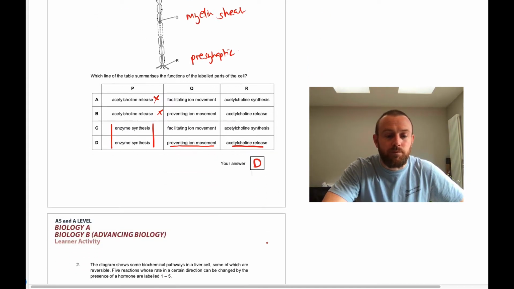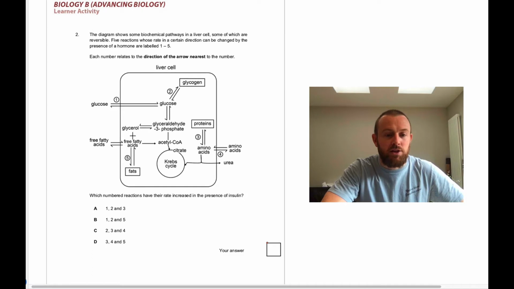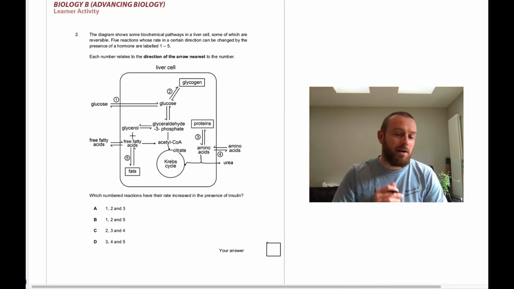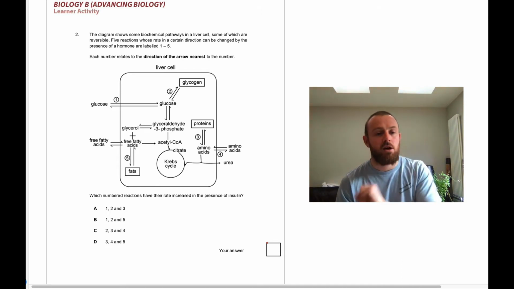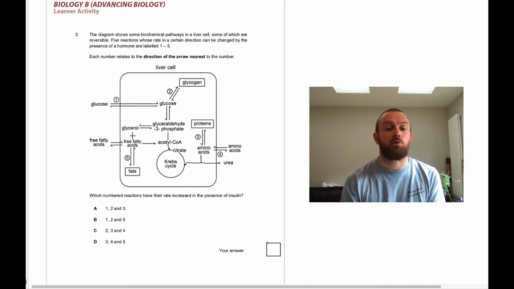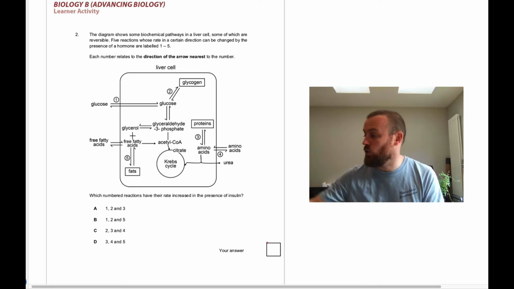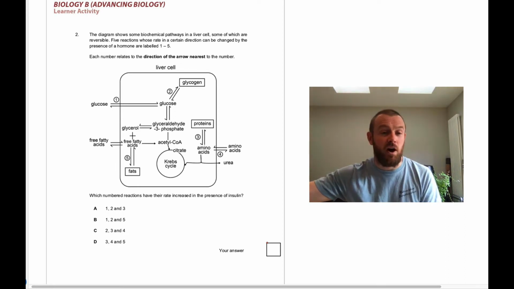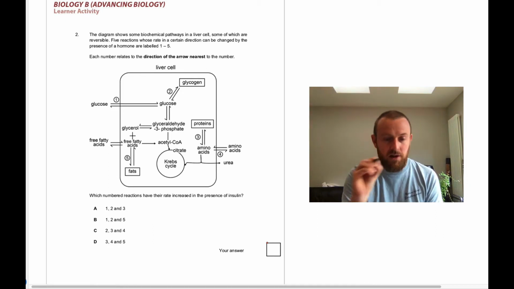All right, on we go. Oh, this is a horrible one. I remember this one. Okay, question 2. Here is a diagram that is designed to provoke terror in your heart, but just stay calm. The diagram shows some biochemical pathways in a liver cell, some of which are reversible. 5 reactions whose rate in a certain direction can be changed by the presence of a hormone are labeled 1 to 5. So the number close to the arrow shows the direction.